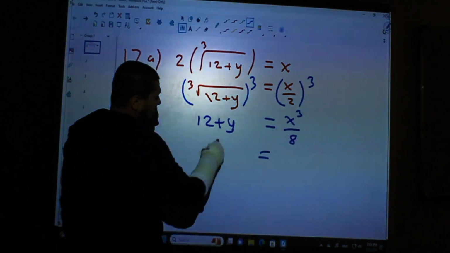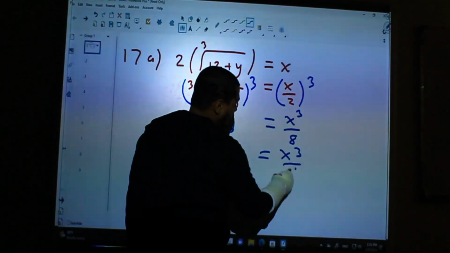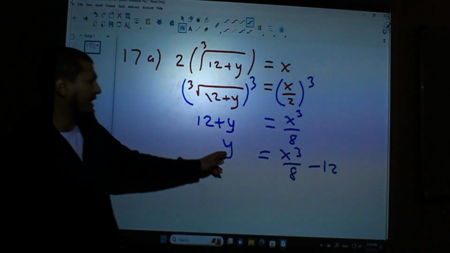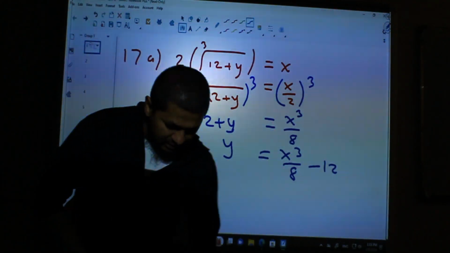Now solving this equation, you can just take the 12 over and we get y is equal to x cubed divided by 8 minus 12. That basically means we solve for y in terms of x. The answer contains x. Part B.